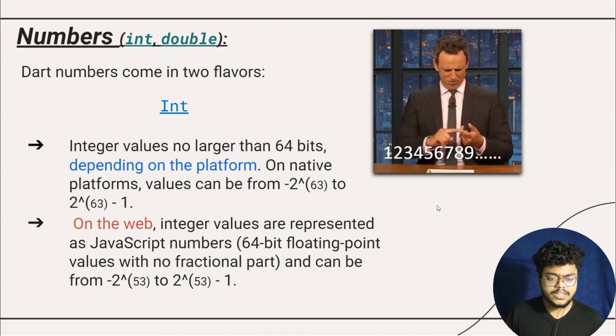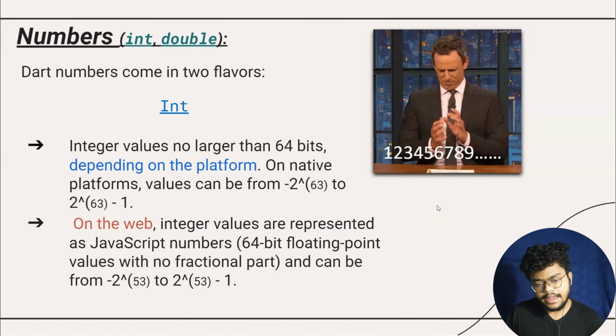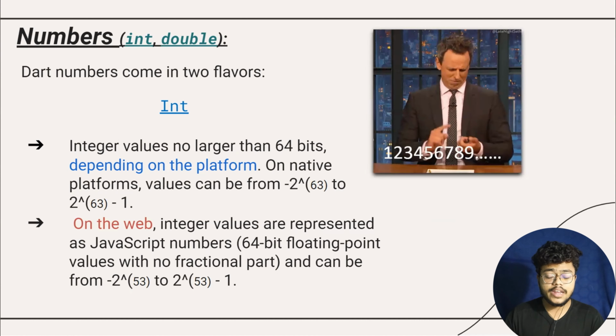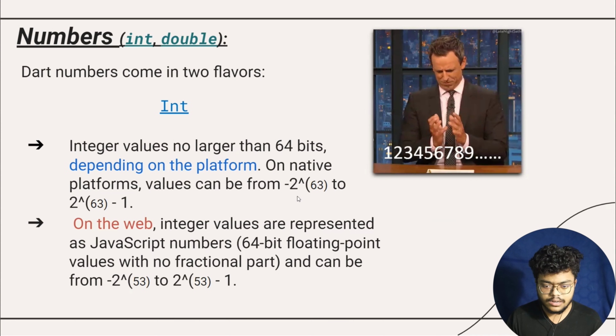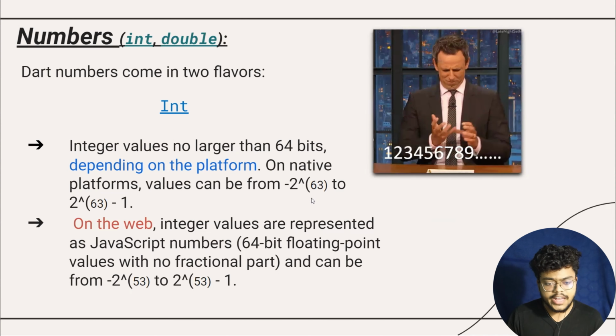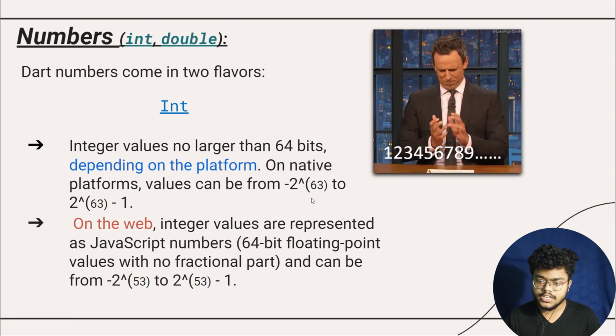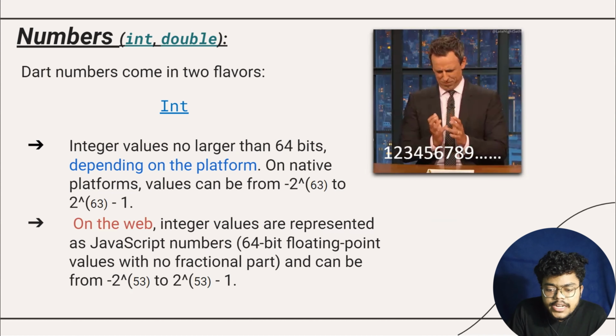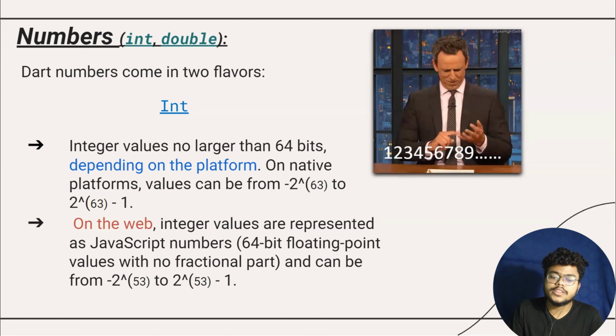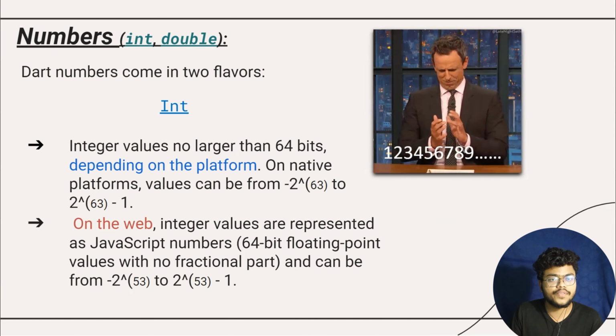So the general numbers without any floating value are called int, and the range of these ints varies depending on the device. On native platforms like Android and iOS, the range can be from minus 2 power of 63 to 2 power of 63 minus 1. On the web, it changes to minus 2 power of 53 to 2 power of 53 minus 1.